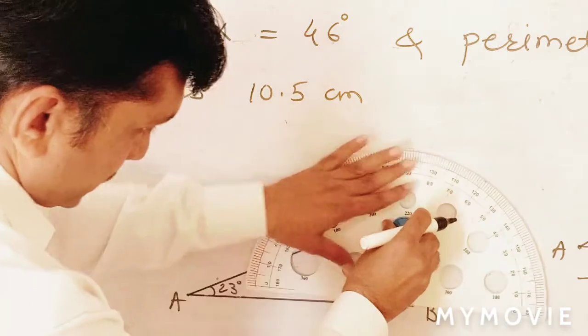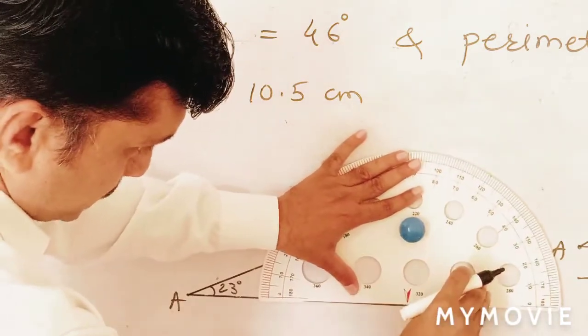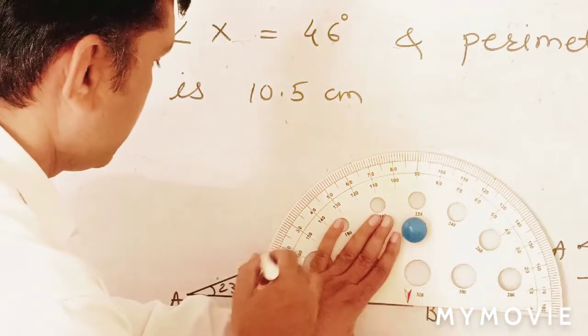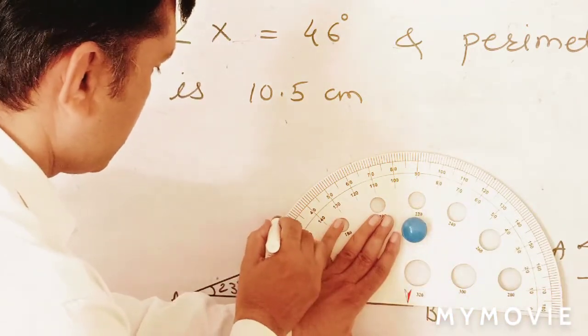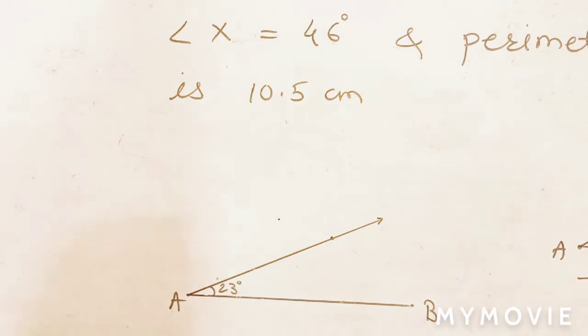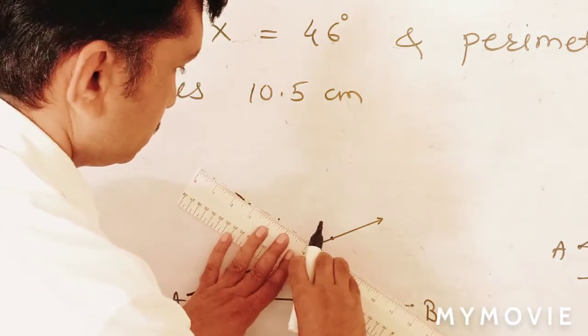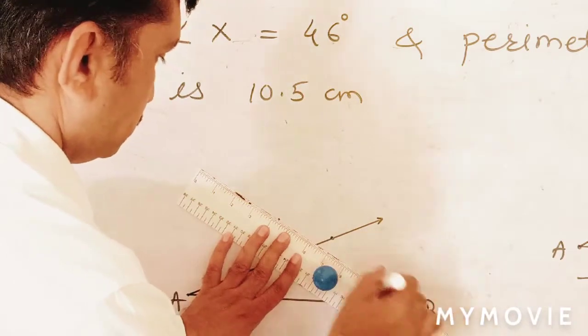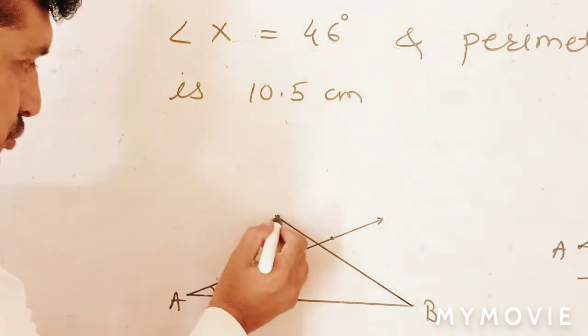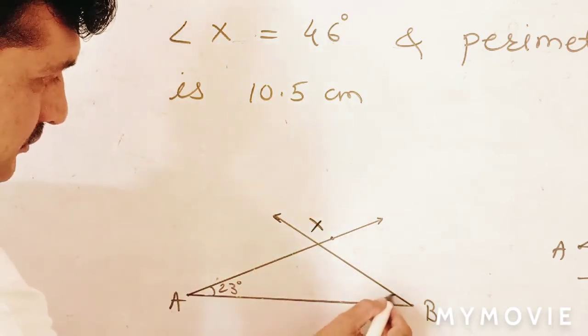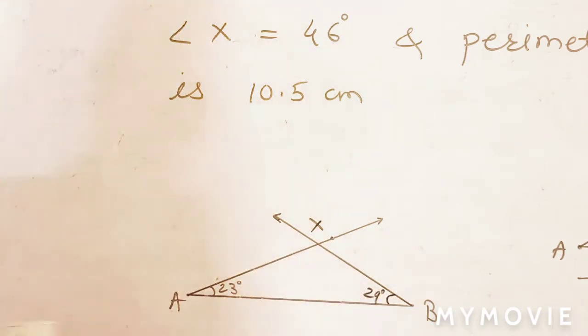29, angle B 29 from left side, 29 is coming here. First mark point, then draw a ray. Intersection of both rays here, this is first vertex X. This angle is of 29 degree.